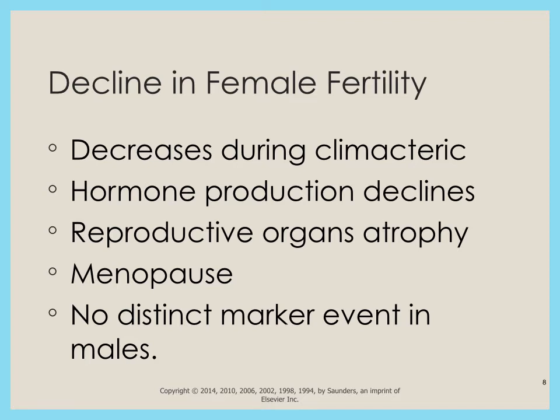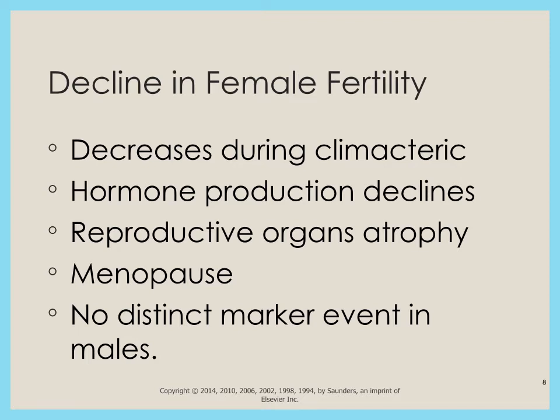There's a decline in female fertility as female maturation continues. This decreases during climacteric. Hormone production declines, reproductive organs atrophy, and this is a period of time known as menopause. There is no current distinct marker event in males that mimics the similar events as the menopause period for women.